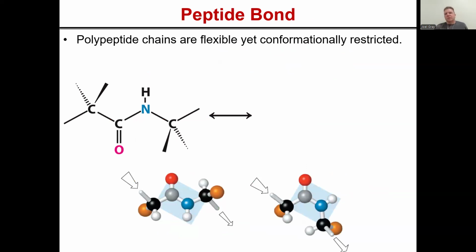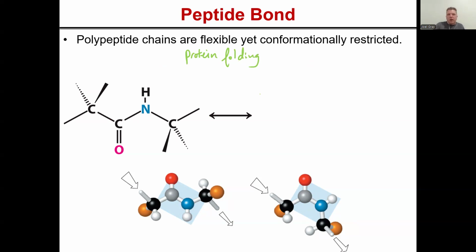Now, polypeptide chains are flexible, yet they can have some restriction. So if you've ever heard the phrase protein folding, it's this flexibility that people are referring to. They're saying, well, what does this thing look like? And when we talked about hemoglobin, I alluded to the different states, the different folds, the different shapes of the protein. Now, there are some bonds within a protein or within a polypeptide that have some limitations.